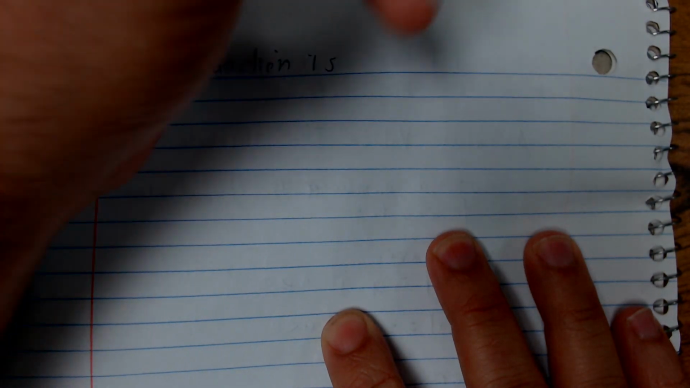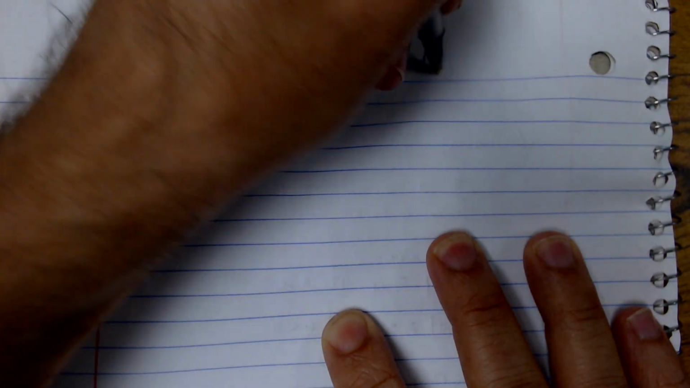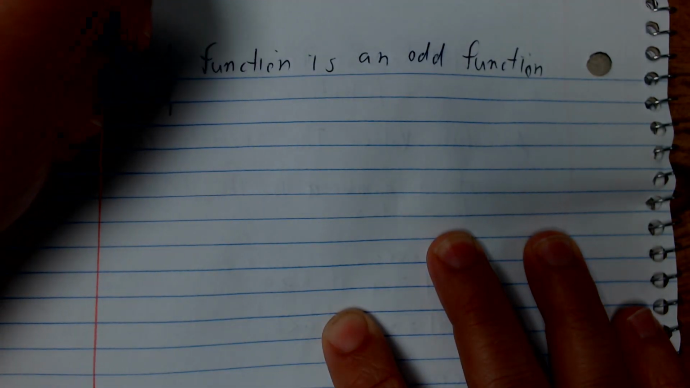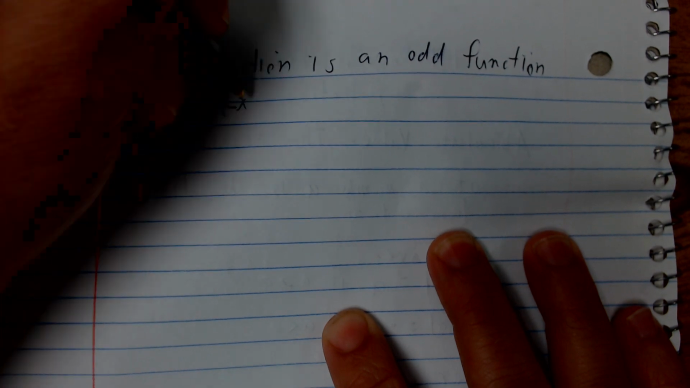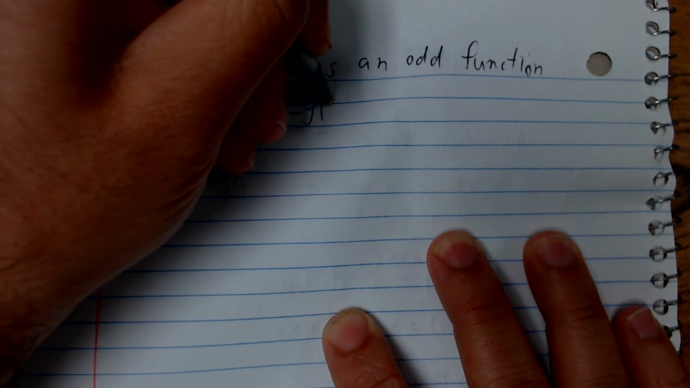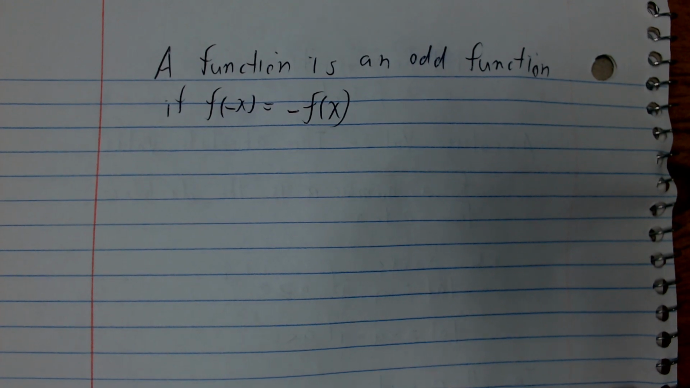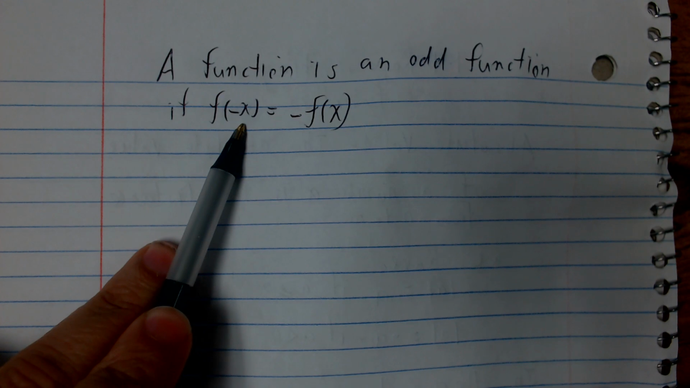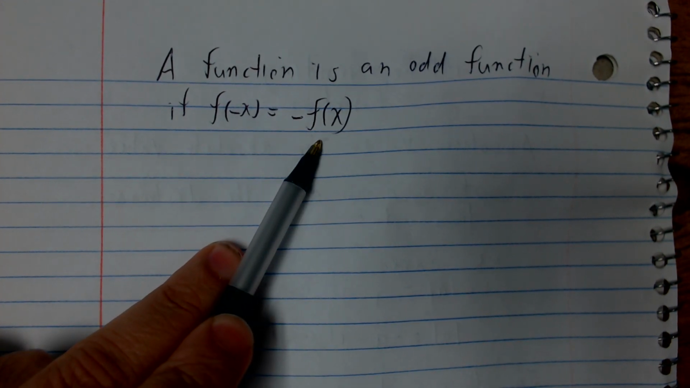Okay, so moving on to an odd function. So what we could say here is that a function is an odd function if f of negative x equals negative f of x. Okay, so once again, what does this say? If I replace x with negative x, I get the exact opposite of the original function.